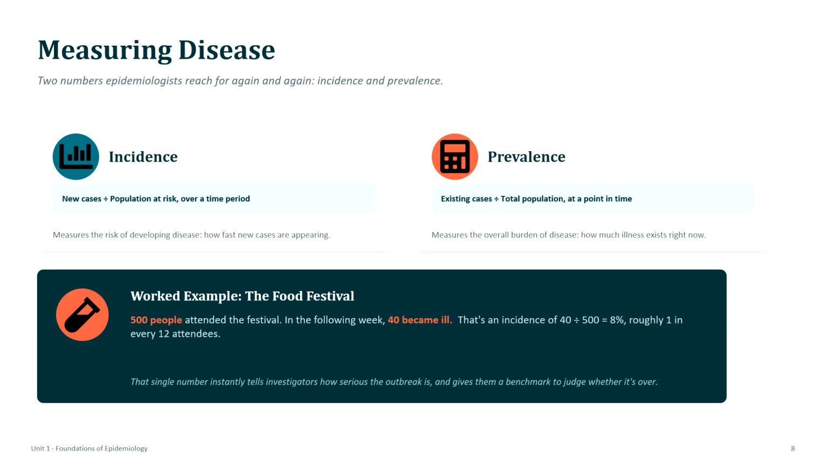It measures burden, how much illness exists in total, old and new cases combined. Let's make this concrete with our food festival. 500 people attended, and in the following week, 40 became ill. That gives us an incidence of 40 divided by 500, which is 8% or roughly 1 in every 12 attendees. That single percentage does a lot of work. It tells investigators how serious this outbreak is, and it gives them a number to track over time to know when the outbreak is truly over.